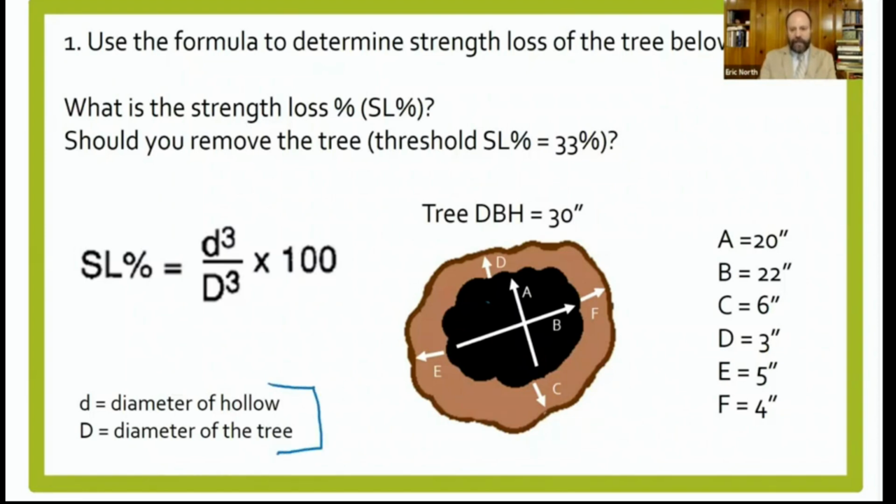This black part in here, this is the decay section of the tree. This is solid wood. So if you want to tell me what the strength loss is, and then assuming a threshold of 33%, where anything 33% or higher is removed, I'll wait for your answers. I don't want to take up too much time. We have a shorter class period today. And yes, you can use your phones as calculators, or if anybody has an actual calculator, you can do that. And I'll wait for an answer or two to trickle in.